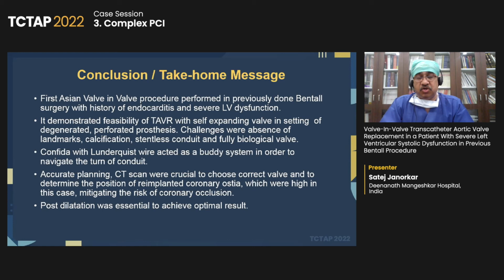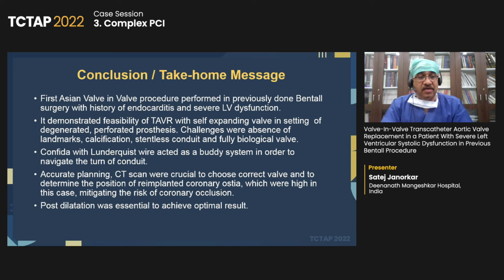Challenges were the absence of landmarks, as I already alluded to, the absence of major calcification, and that it was all a stentless conduit. Rather, it was a porcine surgical valve with a conduit of bovine pericardium. So there was no biocompatible material to negotiate with. It was all a fully biological conduit, so it was rather difficult for us to navigate through that conduit into the annulus.